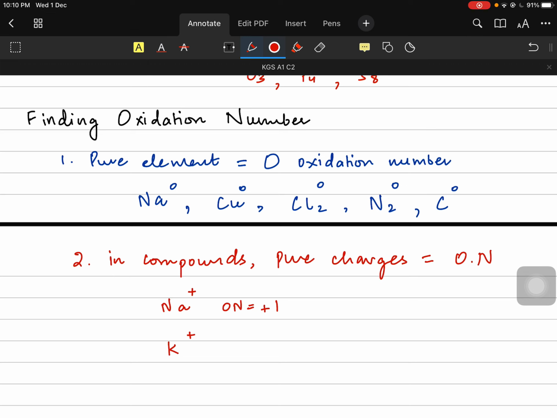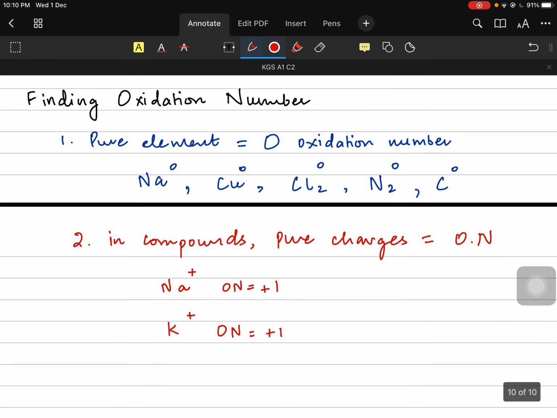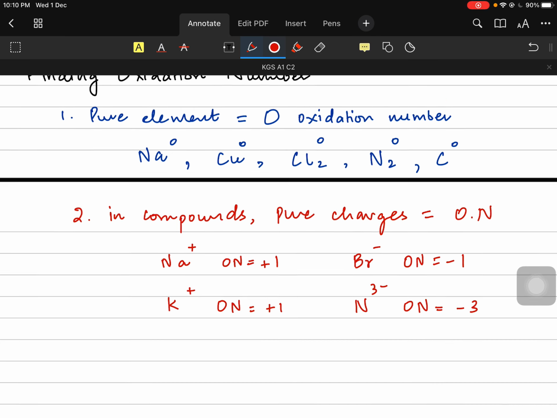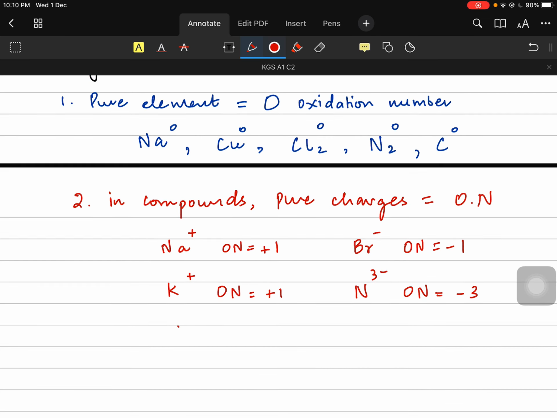Potassium with a charge of +1 has an oxidation number of +1. The charge itself is the oxidation number. Bromide with a charge of -1, the oxidation number is -1. For example, nitride with a charge of -3, the oxidation number is -3. So if it's a single charge, for example, copper with a +2, the oxidation number is +2. Iron with a charge of +3, the oxidation number is +3.